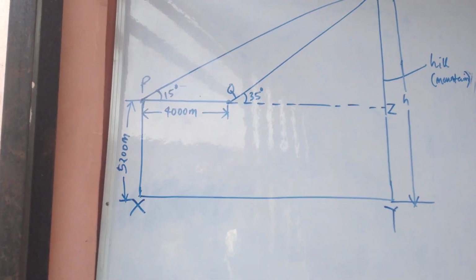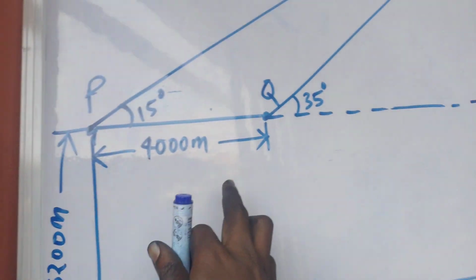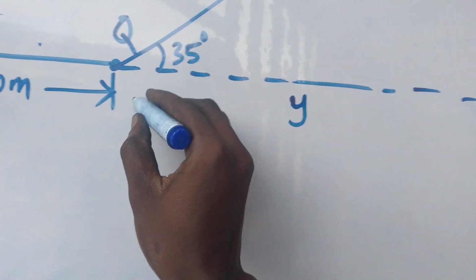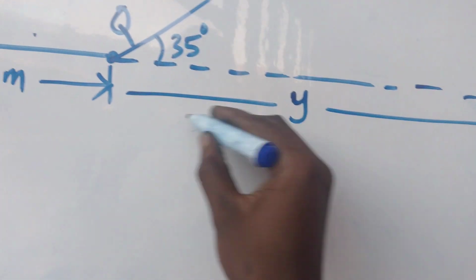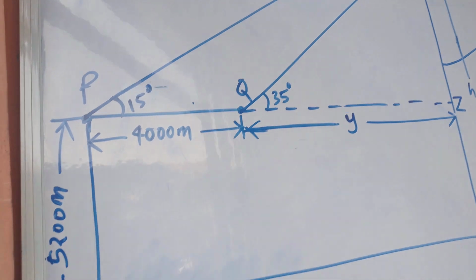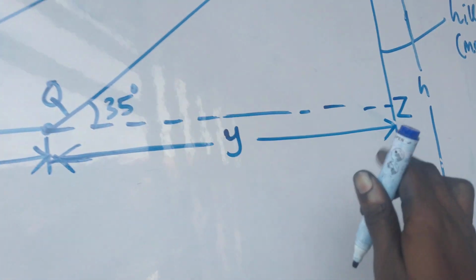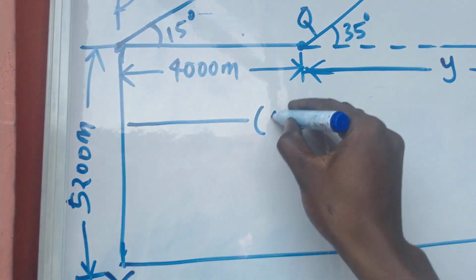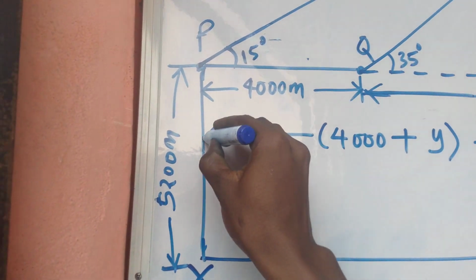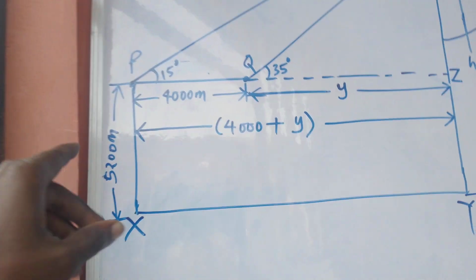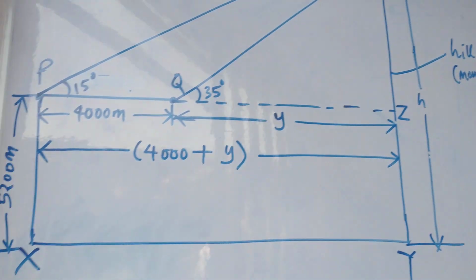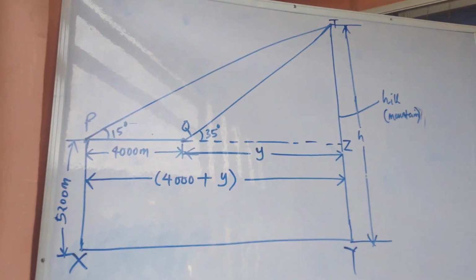Okay, so what's the next thing I'll do now? The distance from here to here is 4,000, and I can say the distance from here to here is small y. Then it implies that the full distance from P to Z will be 4,000 plus y. If the distance from here to here is 4,000 and here to here is y, the total distance from point P to point Z is 4,000 plus y. So I'll add them.